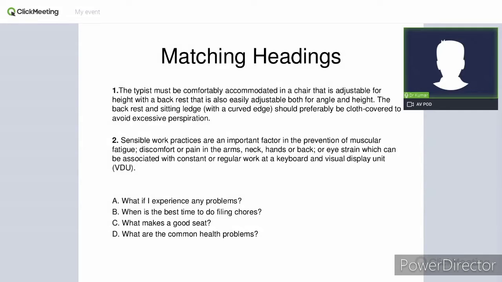So you can look at paragraph number 1. I'll just skim through that. For example, the typist comfortably chair, height and back, adjustable for angle and height, sitting ledge, preferably cloth cover, excessive perspiration. Fine. It didn't even take me 10 seconds to get the whole idea of this paragraph. That's the proper way of skimming.